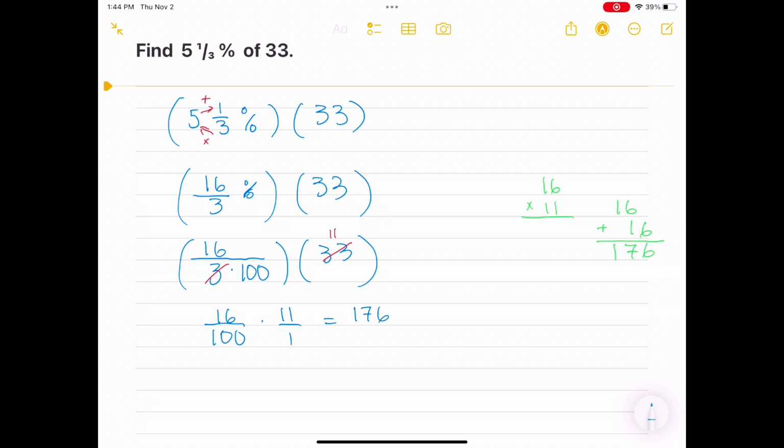We go back to our problem, and now we have 176 over 100. Since we are dividing by 100, we move that decimal point behind the 6 2 places to the left, leaving us with 1.76. So 5 1/3% of 33 is 1.76. And we box our answer.